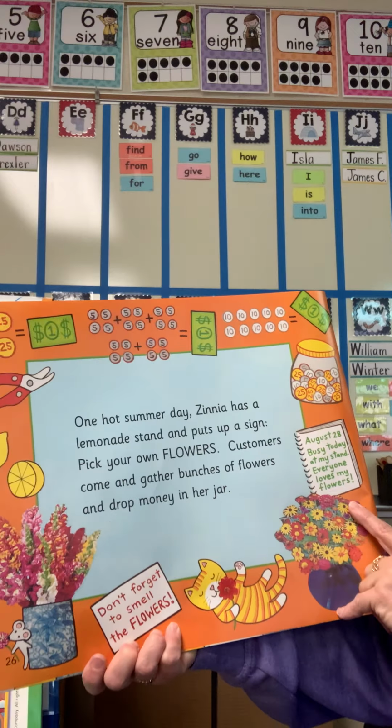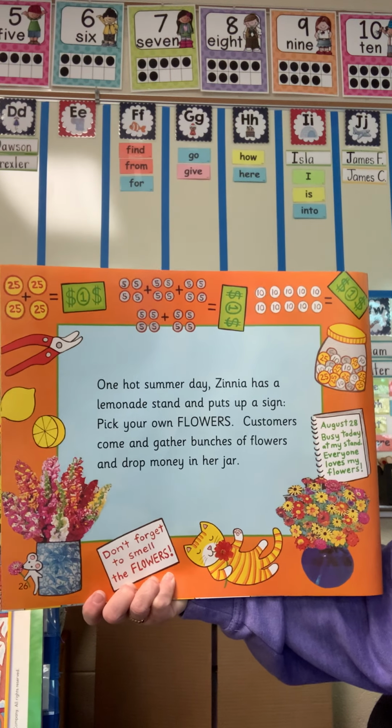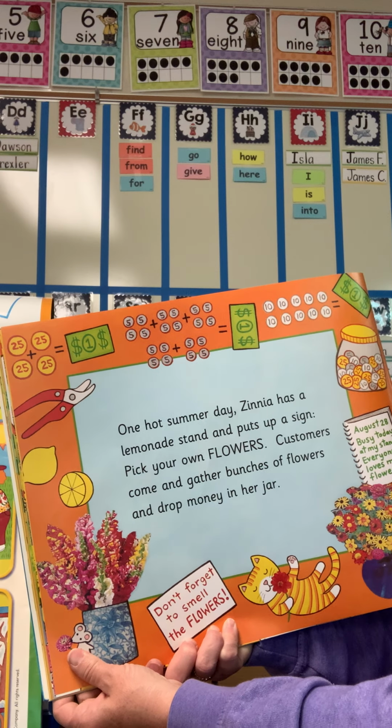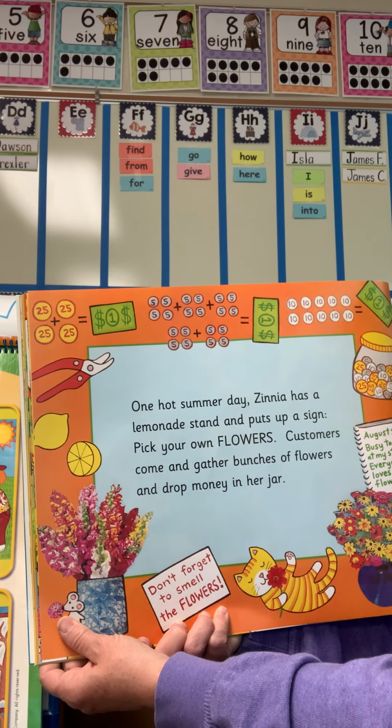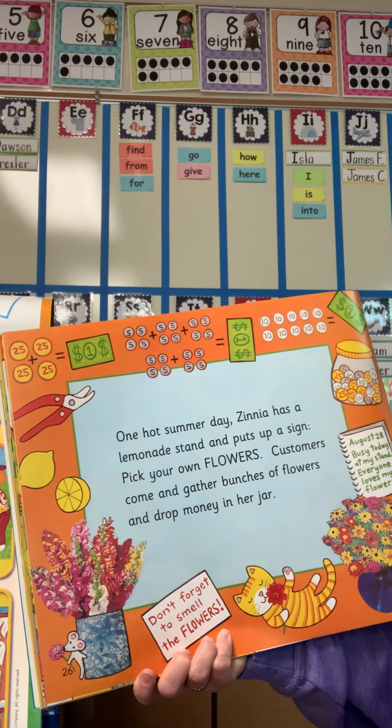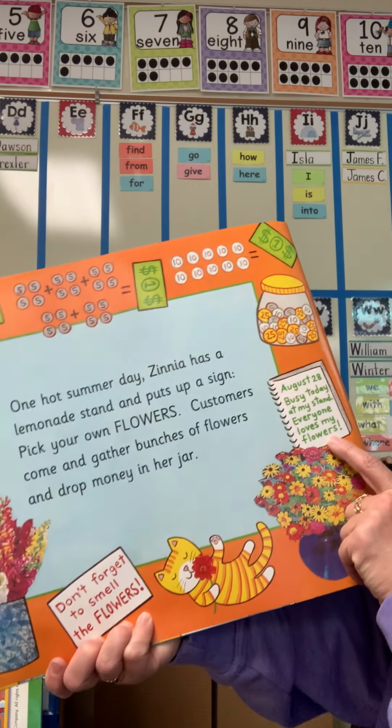One hot summer day, Zinnia has a lemonade stand and puts up a sign. Pick your own flowers. Customers come and gather bunches of flowers and drop money in her jar. Don't forget to smell the flowers.